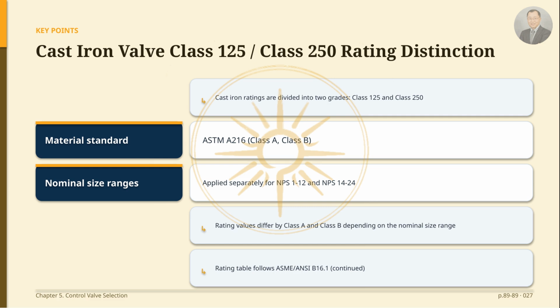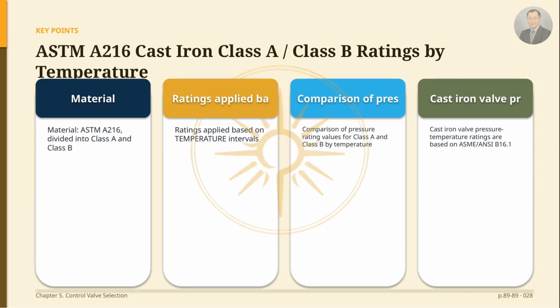This ratings table follows the ASME/ANSI B16.1 standard, as previously mentioned. I would like to introduce the table that compares Class A and Class B for ASTM A216 cast iron valves based on temperature. This figure is structured to place Class A and Class B side by side, allowing for a comparison of their respective allowable pressures according to the temperature interval.